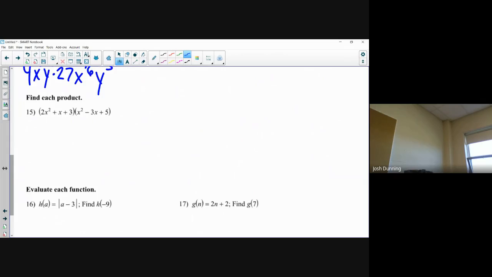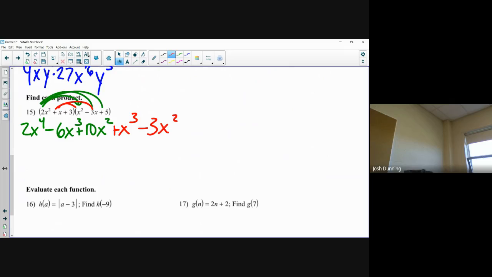Number 15, we just got to do the distribution. So 2x, add those exponents, 4 minus 6x cubed plus 10x squared. Now I'll distribute the x. That's x cubed minus 3x squared plus 5x. Now I got to distribute 3 plus 3x squared minus 9x plus 15.